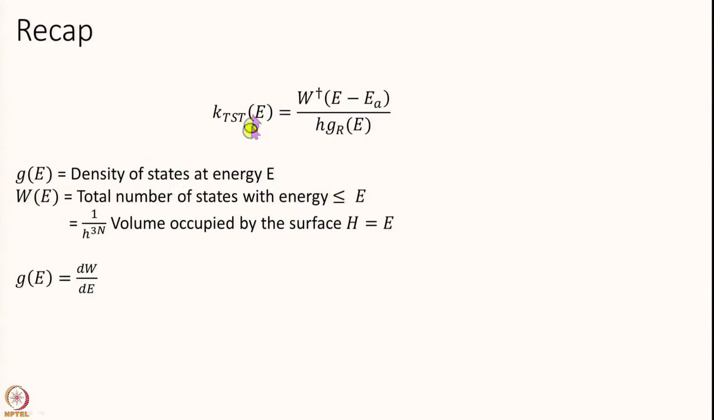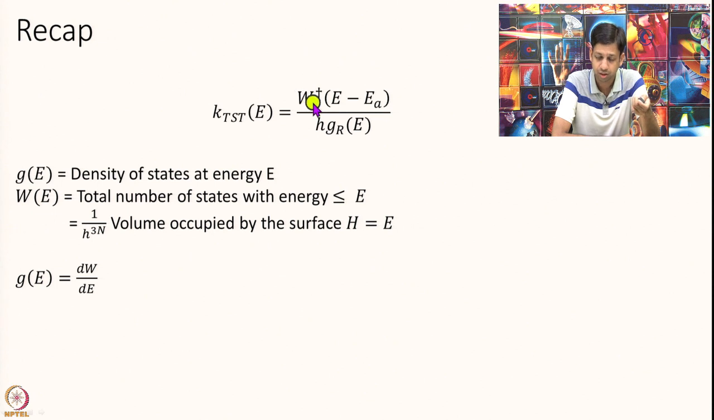Okay. So, a quick recap, the transition state theory estimate comes out to be this formula where W is the total number of states. So, W dagger is the total number of states calculated at the transition state excluding the reaction coordinate, Ea is the activation energy and G is the density of states at energy E computed in the reactant region only. Okay. So, that is the formula we derived in the last module. So, today we are going to discuss how to calculate this G and W.